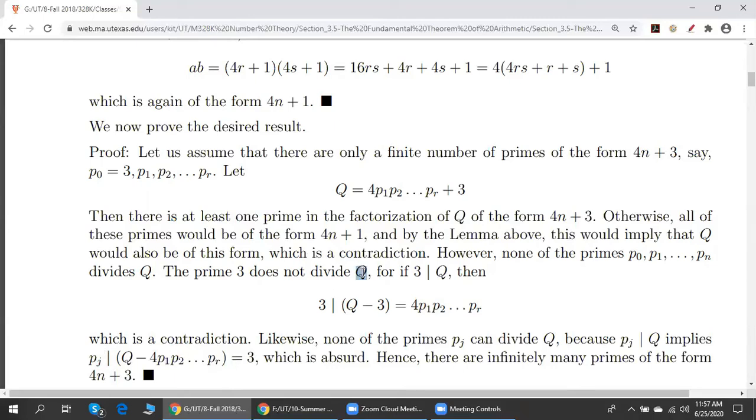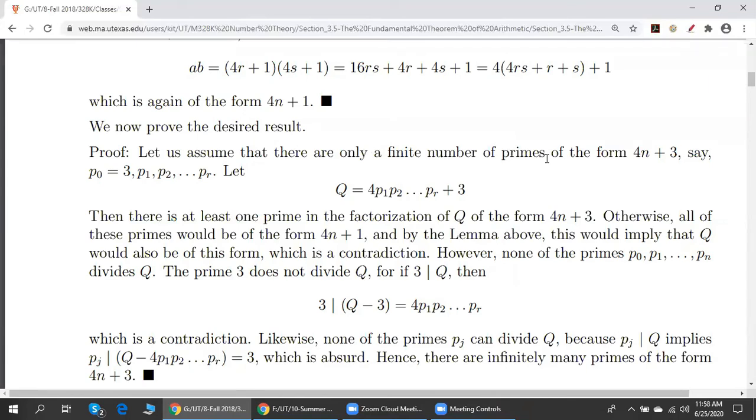We get a contradiction. pj is bigger than 3 and pj divides 3. So if q is divisible by 3, we get a contradiction. If q is divisible by one of these numbers, we get a contradiction. So if we assume that there are only a finite number of primes, we get a contradiction. Folks, we are done with this example.